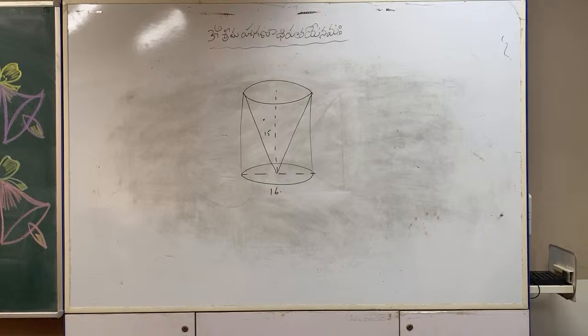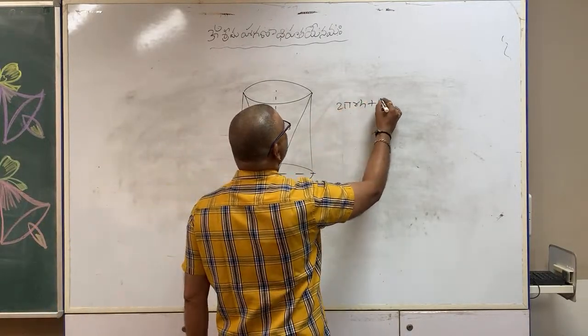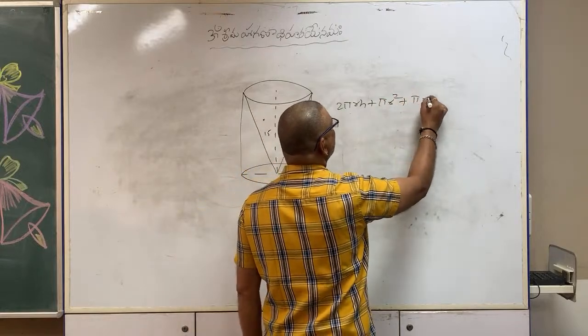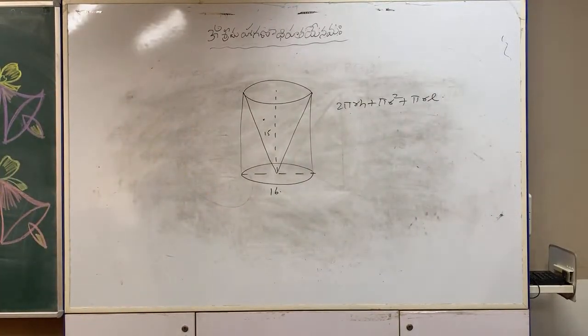Now, what is the surface area of remaining solid? Can anyone say? Surface area, just in terms of formulas: curved surface area of cylinder, base area of cylinder, curved surface area of cone.